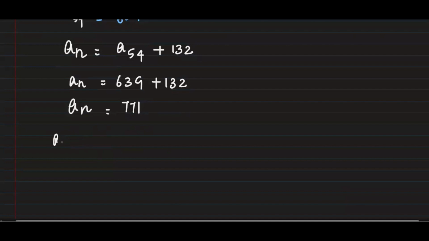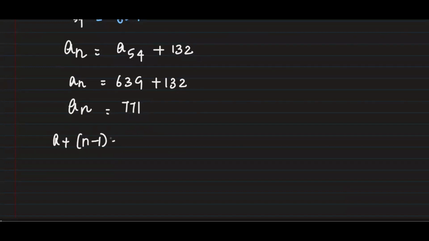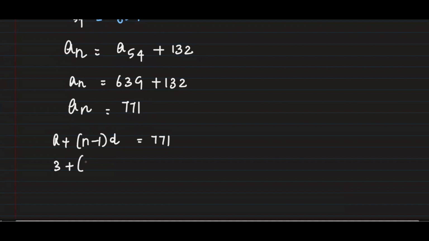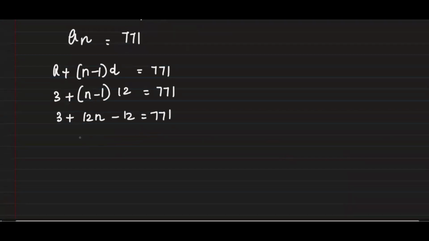So a plus n minus 1 into d is equal to 771. The a value we know is 3, and we have to find n. The d value is 12, equal to 771. So 3 plus 12 into n will become 12n, and 12 into minus 1 will become minus 12, which is equal to 771. So 3 minus 12 will become minus 9. So 12n minus 9 is equal to 771.